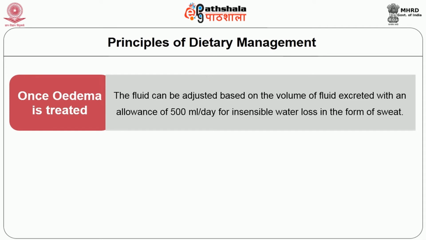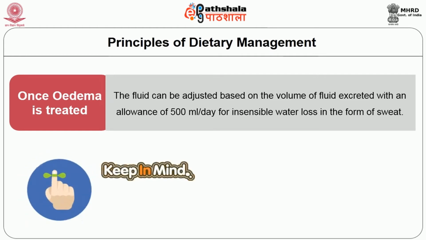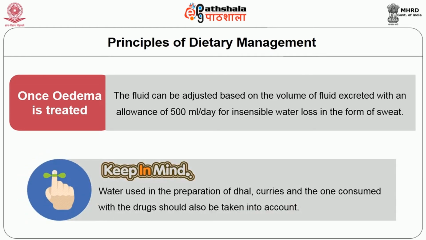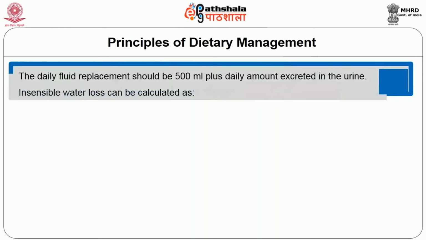based on the volume of fluids excreted, with an allowance of 500 ml per day for insensible water loss in the form of sweat. Keep it in your mind that water used in the preparation of dal, curries and the one consumed with drugs should also be taken into account when you are planning the diet. The daily fluid replacement should be 500 ml plus the daily amount excreted in the urine.